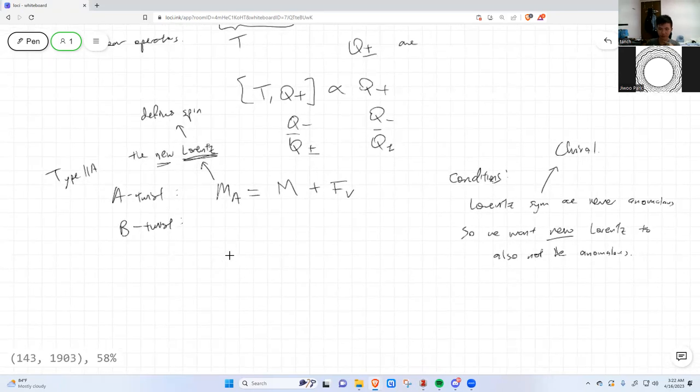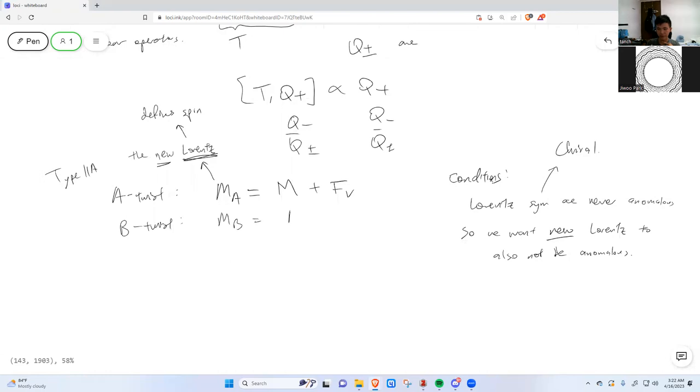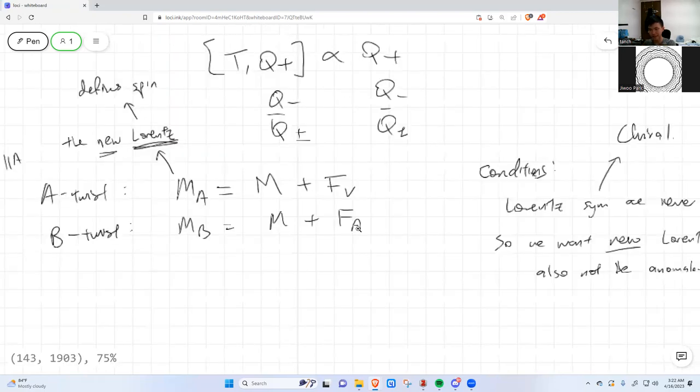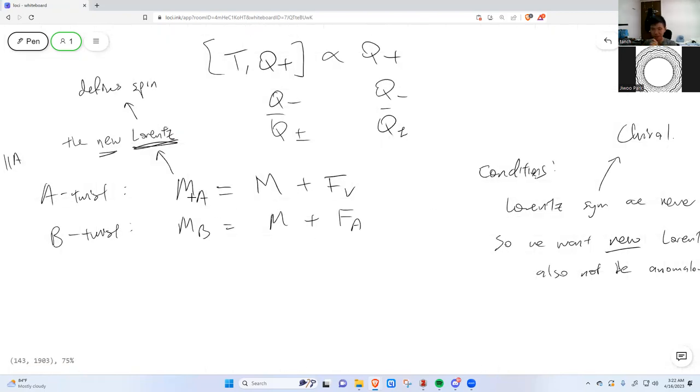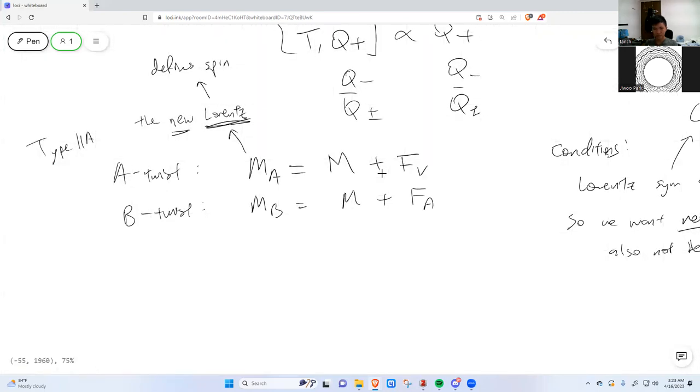So that's the A twist, and going back to the B twist is basically M plus F. A is the axial one. It's a bit unfortunate that the A is over here, but they mean different things. This A is just the A twist, and this A is axial, and this V is vector. It's just called A twist and B twist with no deep meaning in the names, right? I think there's a coincidence that it's related to type 2A and type 2B.